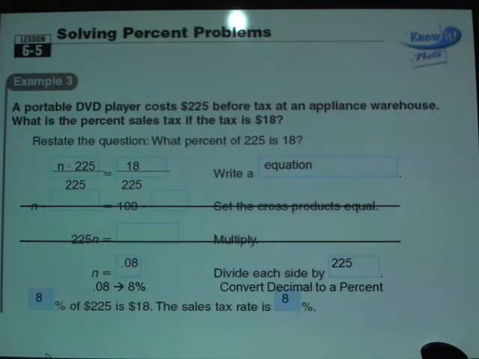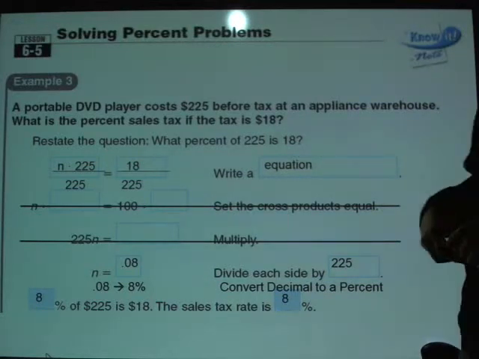All right, let's go ahead and take a look at number 3 here. A portable DVD player costs $225 before tax at an appliance warehouse. What is the percent sales tax if the tax is $18? All right, so you can see the very first thing they did there is they restated the question. They condensed everything they said down to the line, what percent of 225 is 18? Well, that's perfect because that's exactly the type of question we've been solving all throughout this section.